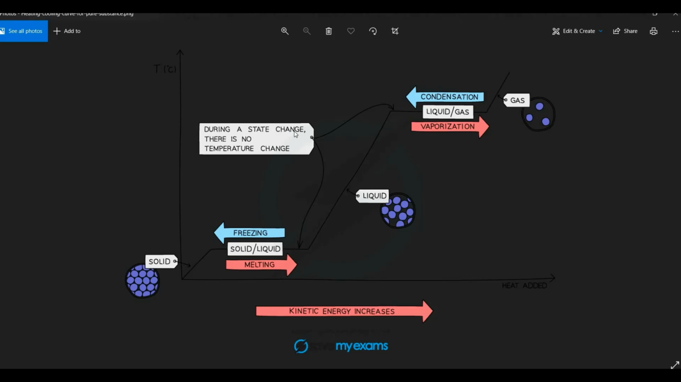So you can see here clearly everything is shown. And I'd also like to tell you that during a state change there is no temperature change. You can see here there is a constant, straight line showing that during a state change there is no temperature change. So let us look into more detail.